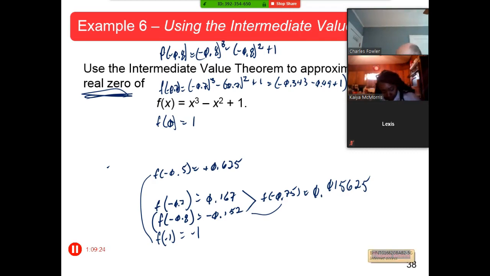What's the word for that? I've used it several times today. Continuous. Continuous, excellent. Number 2, the blank, blank, blank is used to determine the left-hand and right-hand behavior of the graph of a polynomial function. We use that back there on that first one.